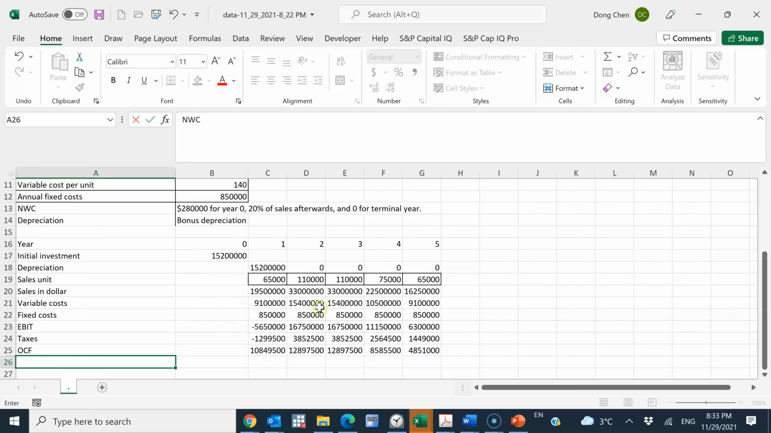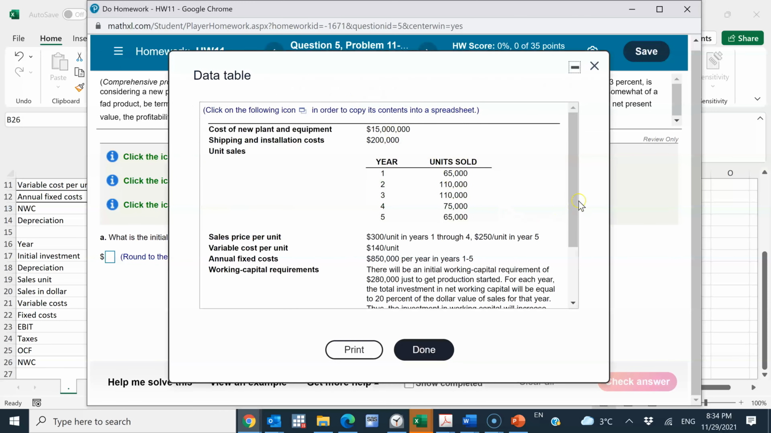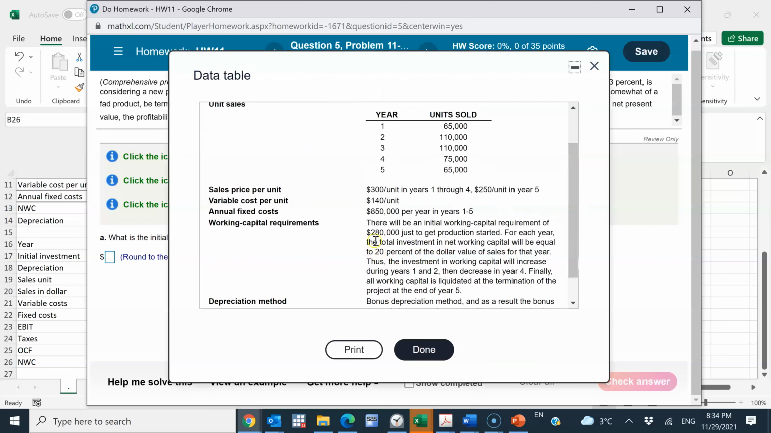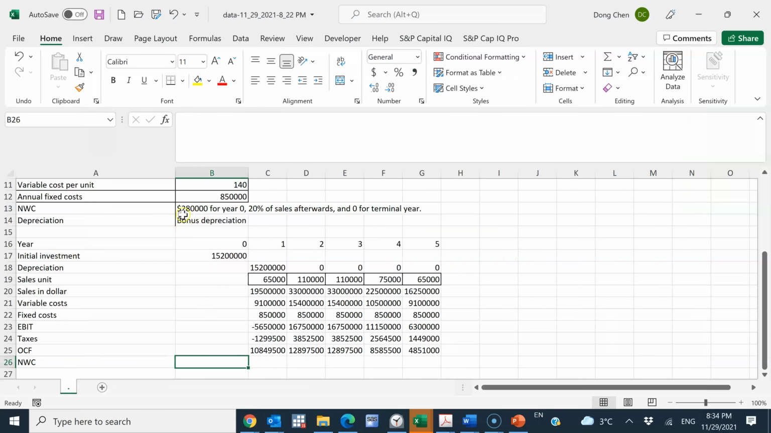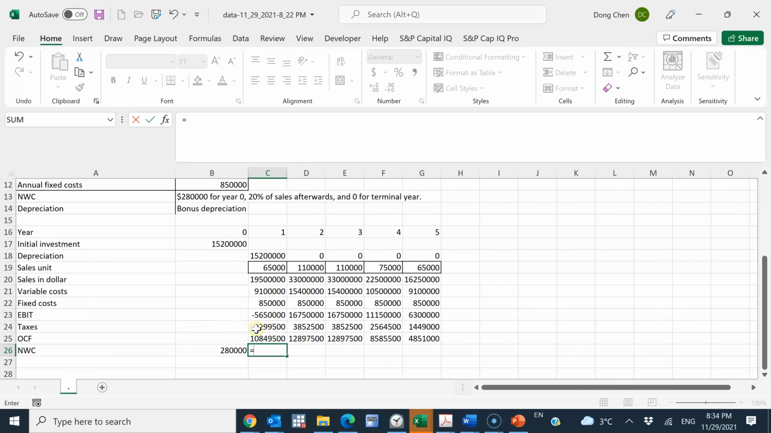It's the initial investment. So the remaining work to be done is to calculate the change in net working capital. Going back to this pop-up window, that will be 280. Actually, I already summarized the information here. It's $280,000 for year 0, and then it's going to be 20% of sales afterwards. So it's going to be sales in dollars times 20% for each year.